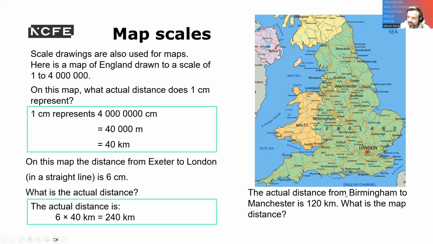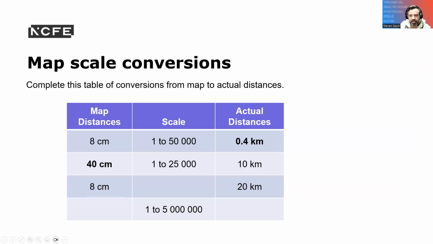So again there, if the distance from Birmingham to Manchester is 120 kilometers, and we know 1 centimeter represents 40, we're going to do the same sum there. So here we're going to do 120 divided by 40. So we know that that's 3 centimeters. So we'll just pop that in there. So you've got your map scale conversion, and then hopefully that will help you with conversions.